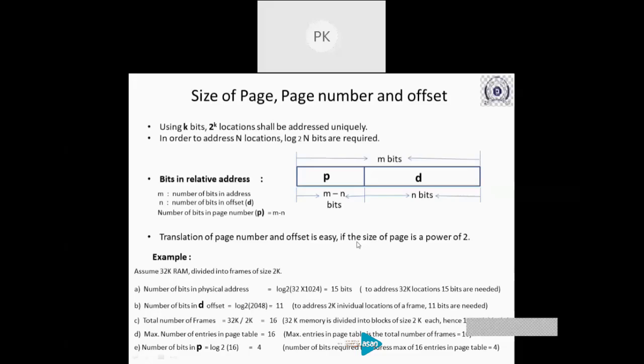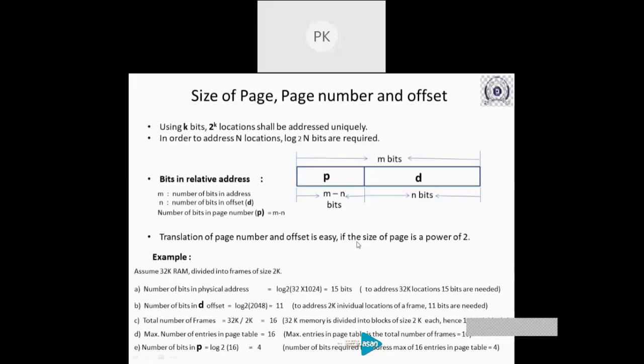Then the number of bits required in the page number, that is the number of bits in p, is the number of bits required to address these 16 locations of the page table. This page number is an index to the page table. So 16 locations in the page table can be addressed using 4 bits.